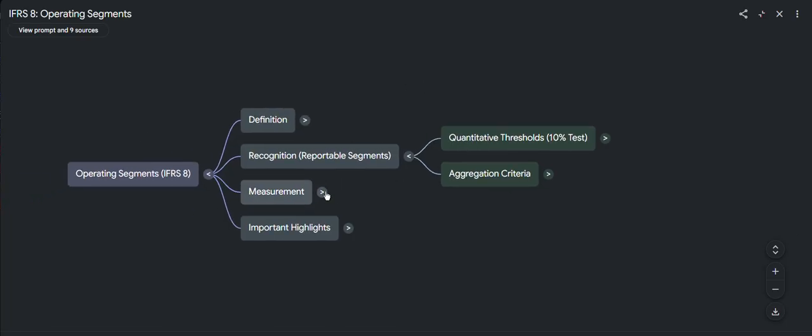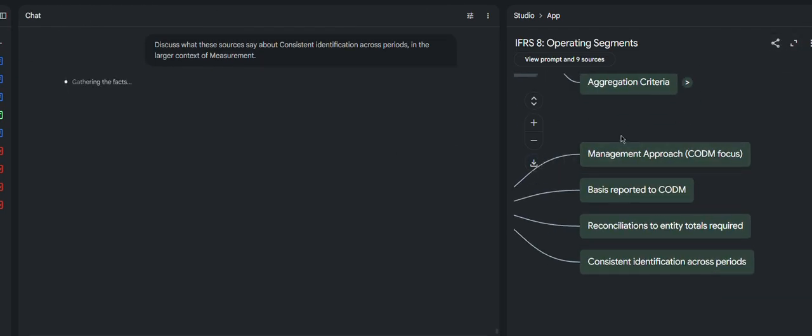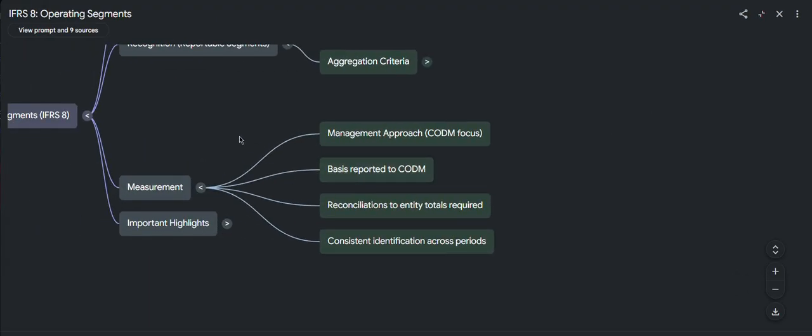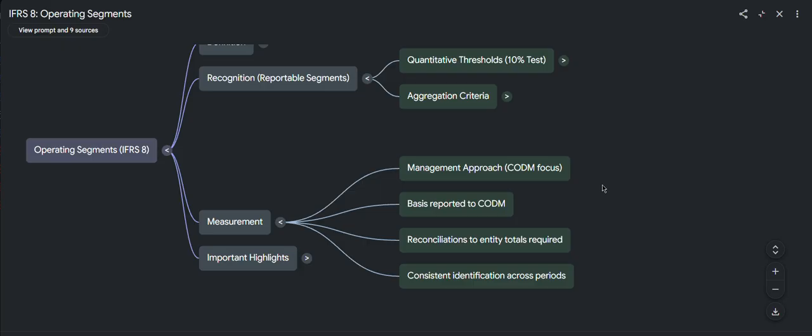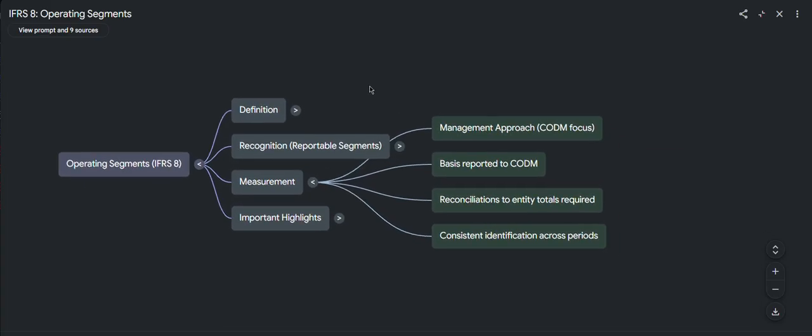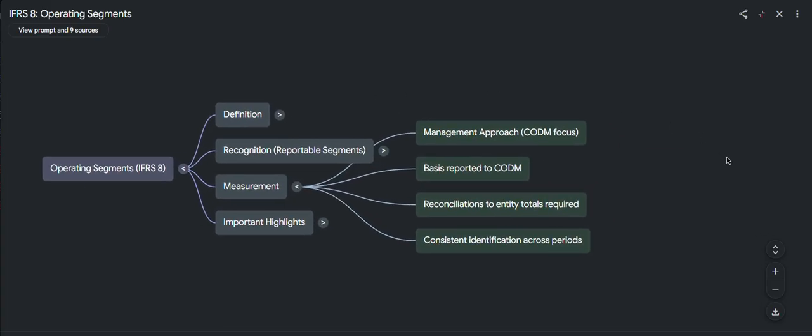For our measurement, the one thing that we need to emphasize is that it uses the management approach, or its focus is on what management sees. So, as I stated earlier, the CODM ensures that the measurement of operating segments is accurate. So, the basis reported to the CODM is the amount reported for the operating segments.